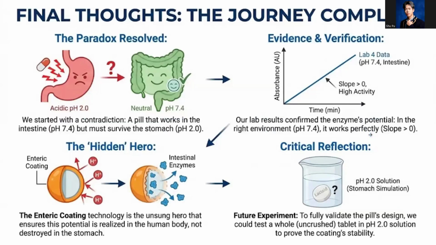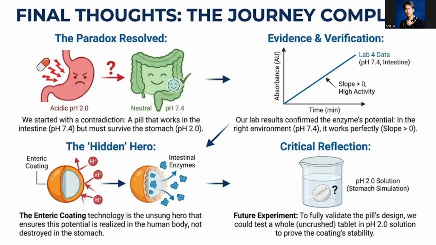So to wrap up our journey, we started with a contradiction, a protein that needs to work in the intestine but must survive the acid. We used data to verify its potential in the right environment. And we identified the hidden hero, the enteric coating that makes this possible.